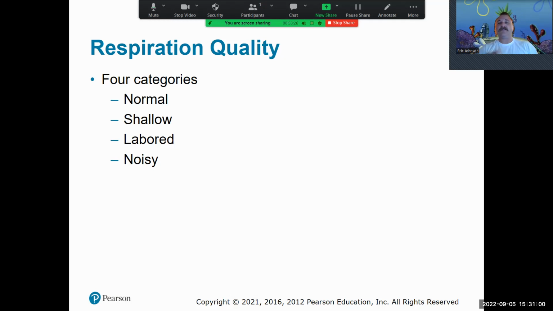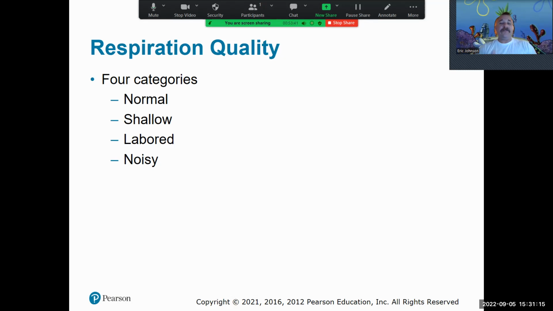Finally, outside of shallow and labored, which are both bad, we have noisy breathing. Noisy breathing is something that we'll actually be spending a little bit more time getting into in a different chapter. But this is where, when we listen to their breathing, we can hear something in there that does not sound like air moving in and out.